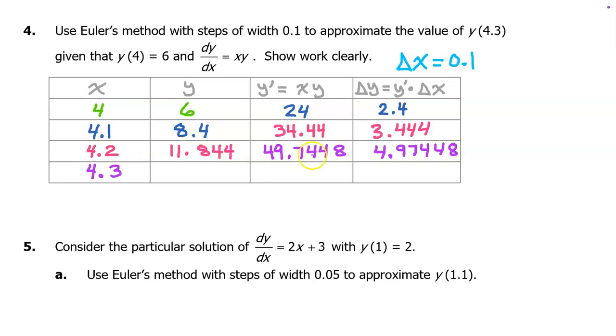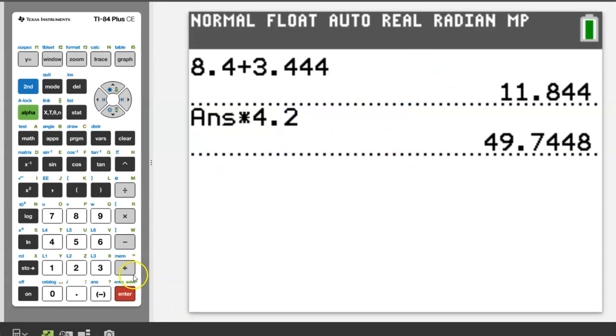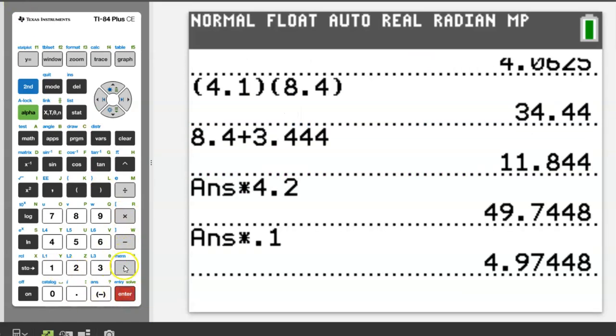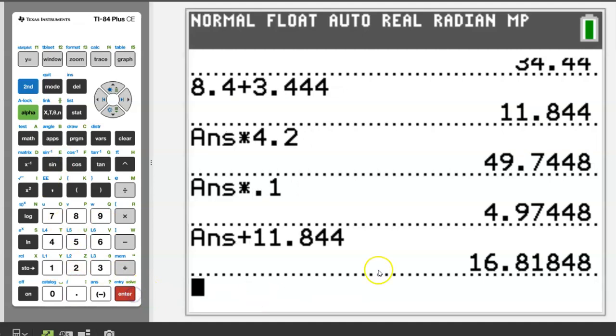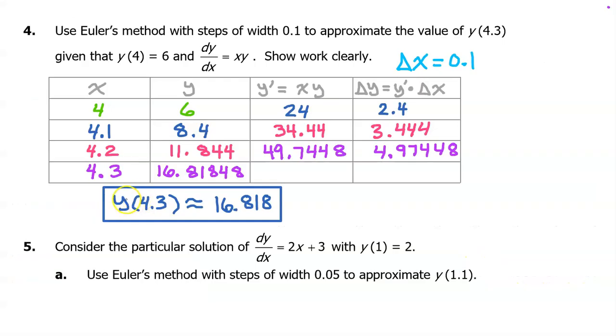49.7448 is in the calculator right now. I think I will go ahead and multiply that by 0.1 and then add 11.844. So I will hit times 0.1 and plus 11.844. 16.81848. So y at 4.3 is approximately equal to 16.818.